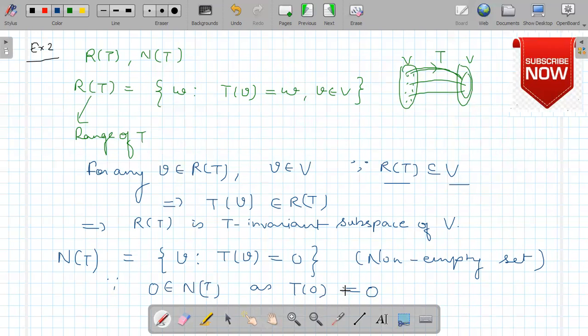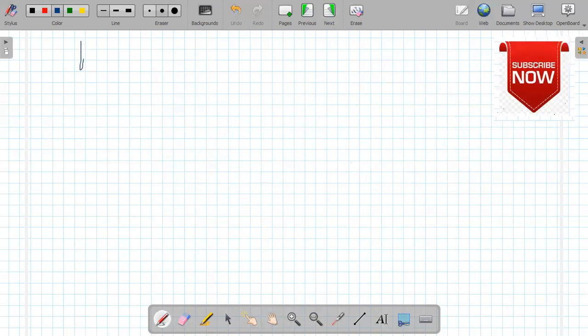Now, if you take any element from NT, for any u belongs to NT, we have, हमें ये शो करना है कि Tu also belongs to NT.